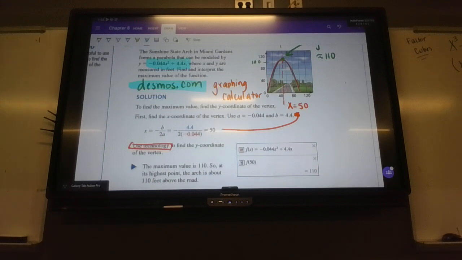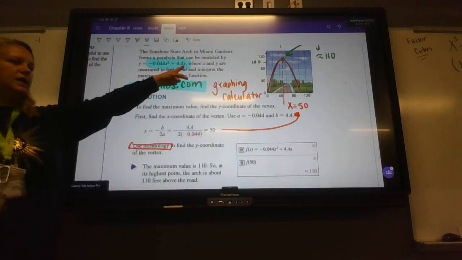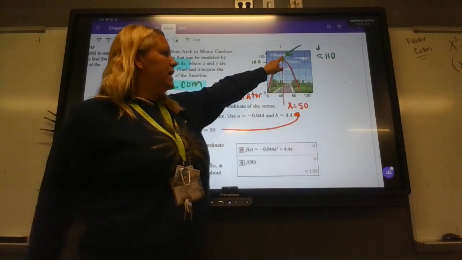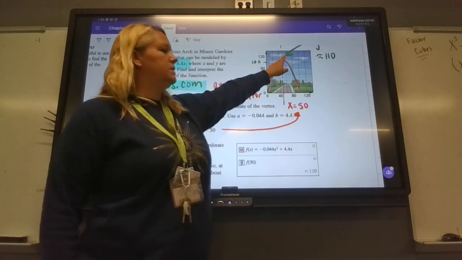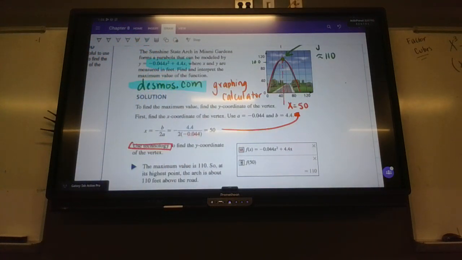Oh look, I was right. It's 110. When you type that in, you can put your mouse pointer on the maximum and you should see that it's 110. So that arch is 110 feet tall.